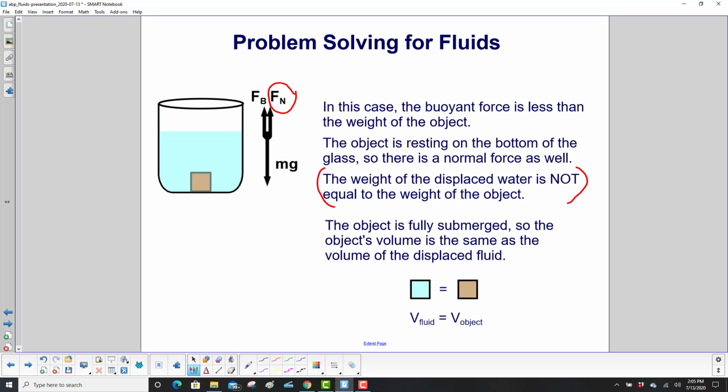Okay. However, the object is fully submerged, so the object's volume is the same as the volume of the displaced fluid. So in the first case that we did on the previous slide, the mass of the object is equal to the mass of the displaced fluid. This time, the volume of the object is equal to the volume of the fluid displaced.